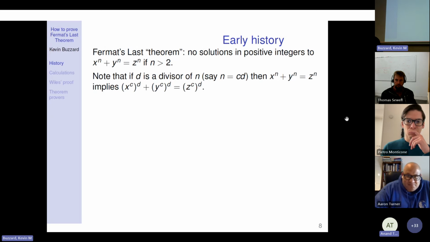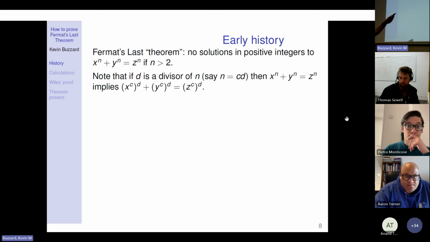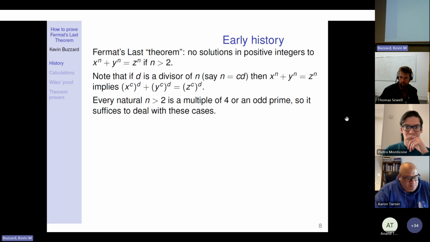And the first reduction you can make is that if n is c times d, and if you've got a solution to x^n + y^n = z^n, then you've got a solution to x^d + y^d = z^d, because you just use the old x and raise it to the power c. And so if you've got a counterexample for a large n, then you also have a counterexample for any divisors of n that are also bigger than 2. And so now the question becomes, what can we say about divisors of numbers that are bigger than 2?